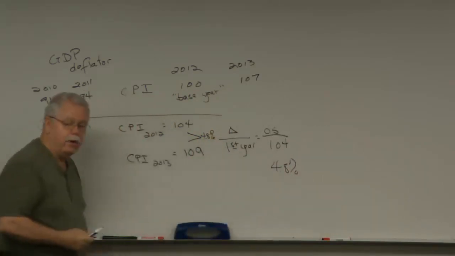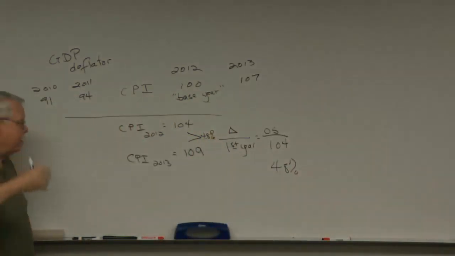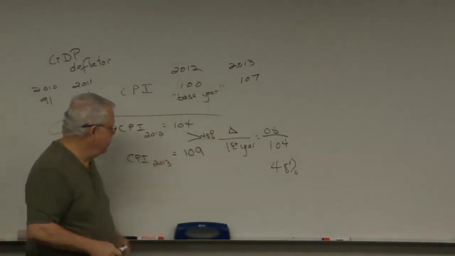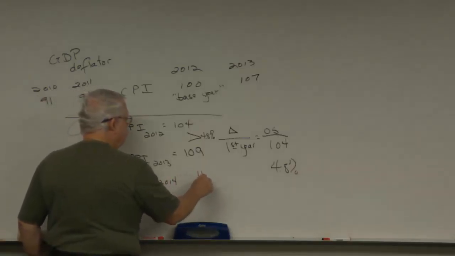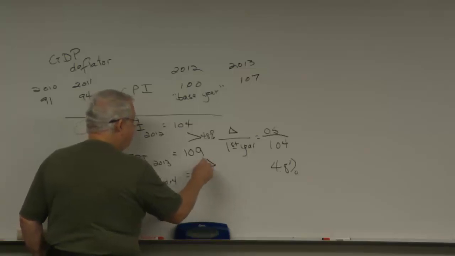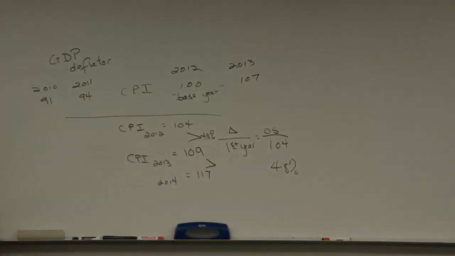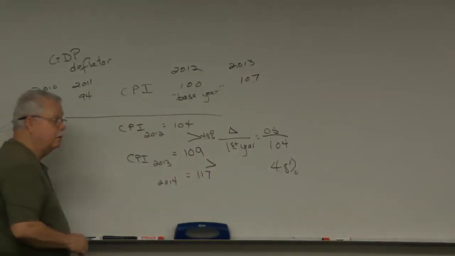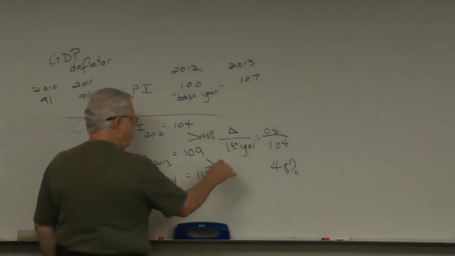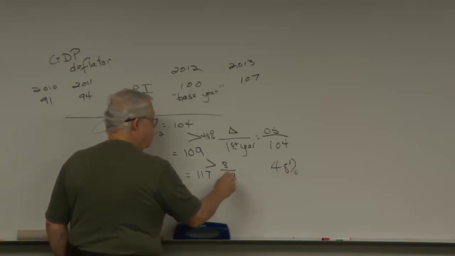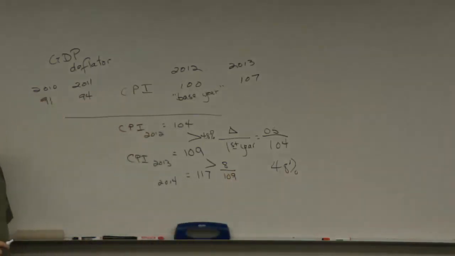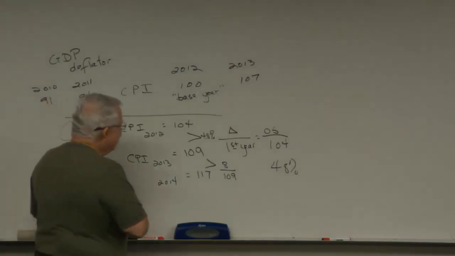And I don't know whether you'll wind up with one of these on an exam, but suppose that the next year, 2014, it goes up to 117. What's the rate of inflation there? It's the change divided by the first year, 109. You okay with that? So that's how we're looking at the rate of inflation every year.